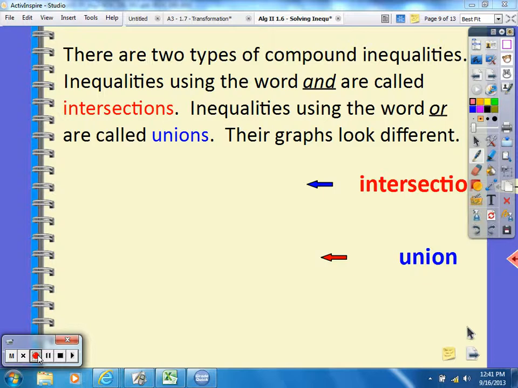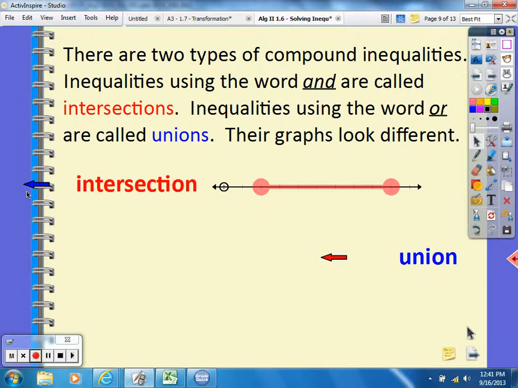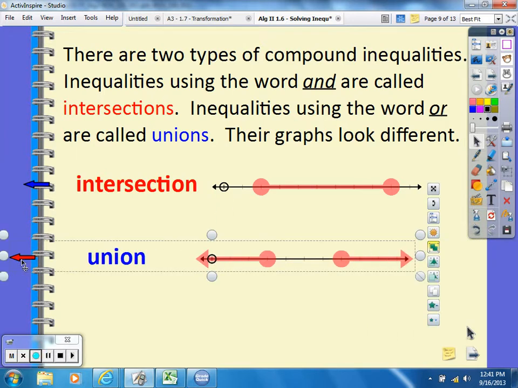All right. So let's look at intersection. So you have intersection is with what word? And. Well, let's look at a graph for it. An intersection graph will be one where they are in the middle. So you may want to draw that graph beside intersection and and. A union graph, an or graph, will be one where it's shaded on the outside instead.